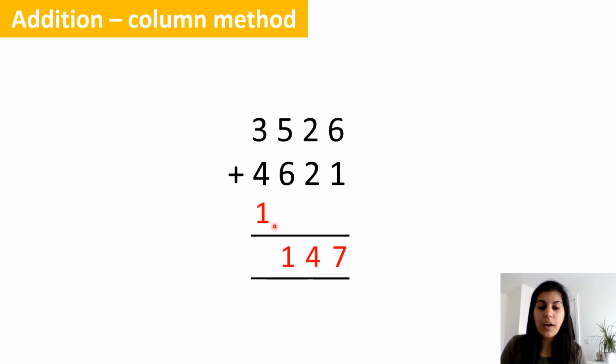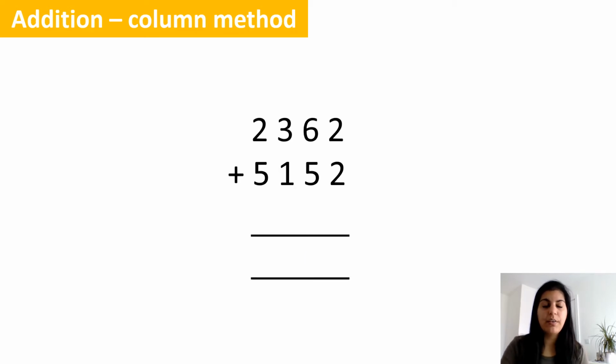I now know that I definitely won't forget about this number when I'm adding my thousands column. I've now got 3 plus 4 plus 1, and I know that 3 plus 4 plus 1 is 8. So my answer is 8,147. And now I want you to have a go at doing your own column addition calculation.